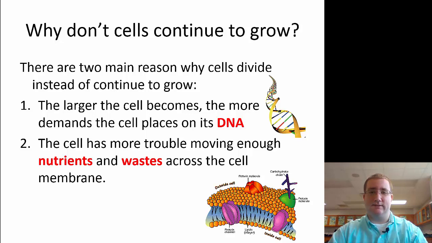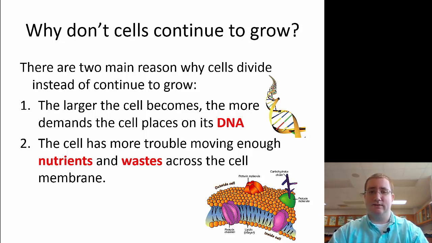The second issue is in terms of the actual ability to move materials in and out of the cell. As the cell gets bigger, the volume of the cell increases much faster than the outside cell membrane surface area. So one of the main issues that big cells have, and why they're forced to divide eventually, is that they physically cannot get enough materials into and out of their cell to maintain that volume, to maintain that size cell.